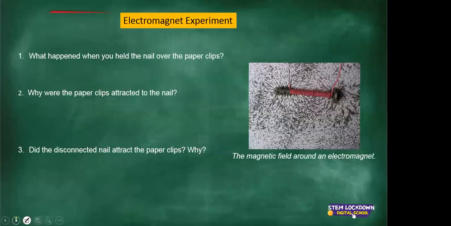Okay, so I asked you to do an electromagnetic experiment yesterday. Did anybody manage to do it? We'll see when you answer these questions now. You may raise your hands. The questions are, what happened when you held the nail over the paper clips? Why are the paper clips attracted to the nail? Did the disconnected nail attract paper, and why? If anybody wants to answer the question, please raise your hand.